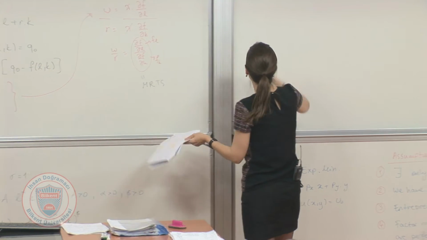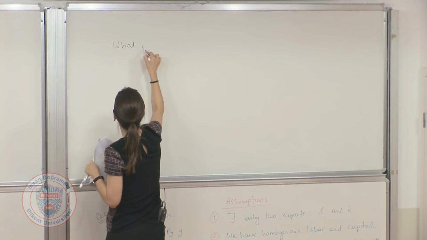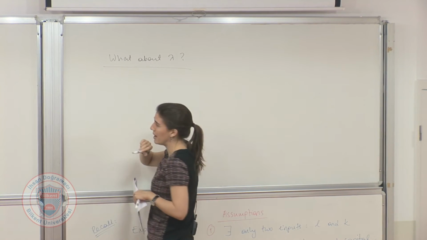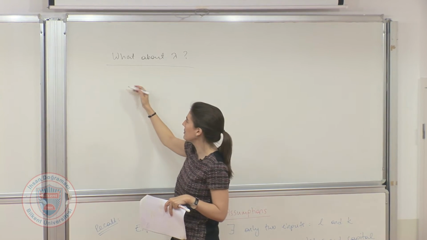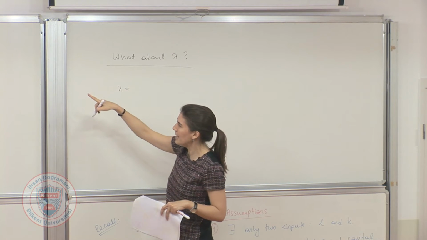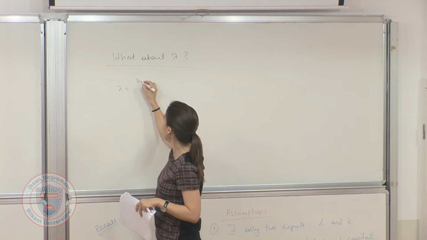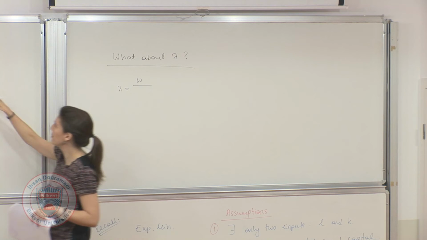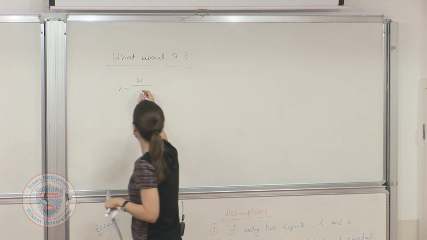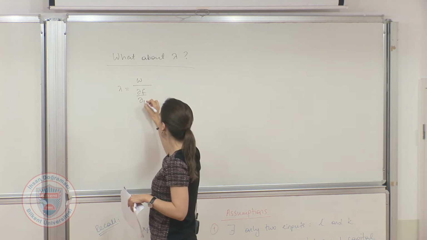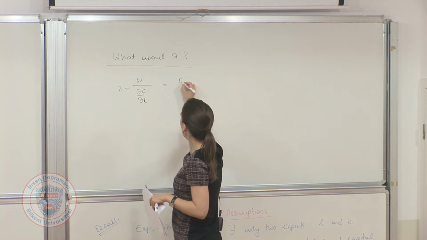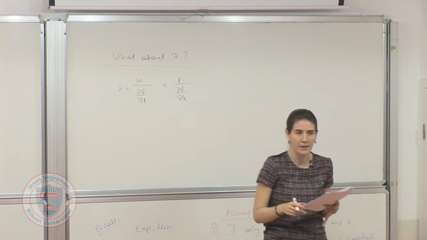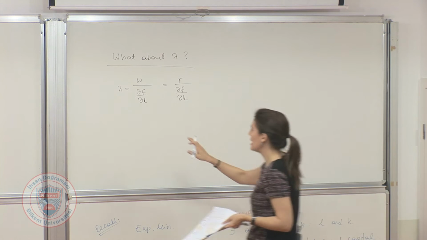But now, what about lambda? What is lambda here? Lambda is basically wage over del f over del L, or R over del f over del K. So this is actually what we said: lambda is this.